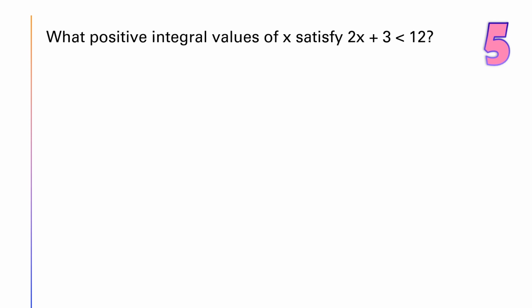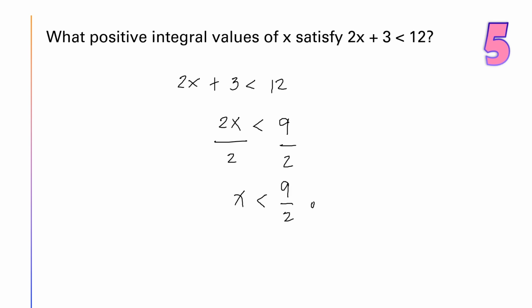Number 5. What positive integral values of x satisfy 2x plus 3 is less than 12? By addition property of inequality, we can add negative 3 to both sides of the equation. Then we'll have 2x is less than 9. Now we can divide both sides by 2. X is less than 9 halves or 4.5.